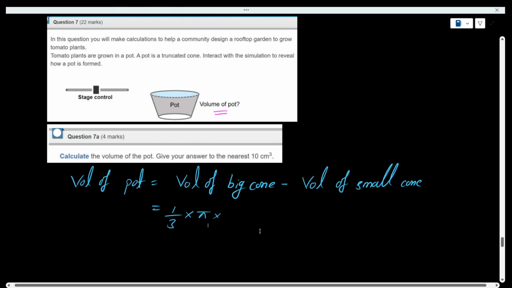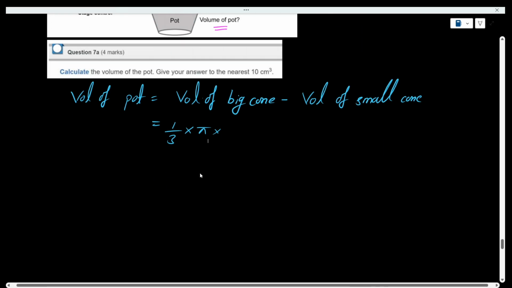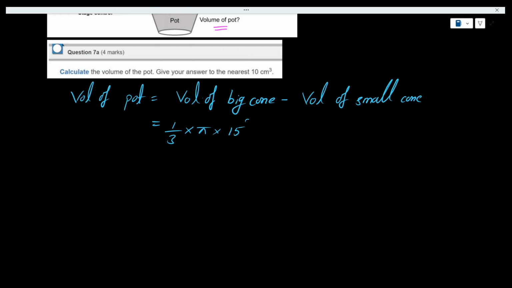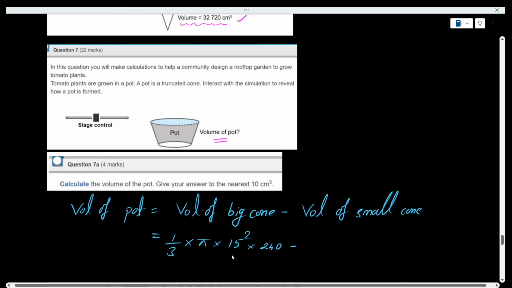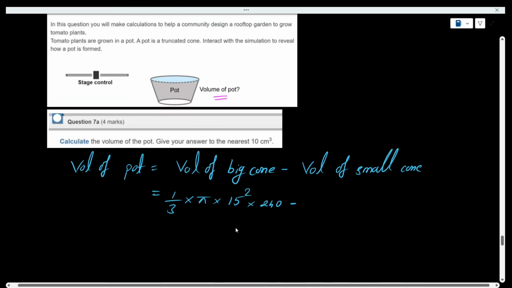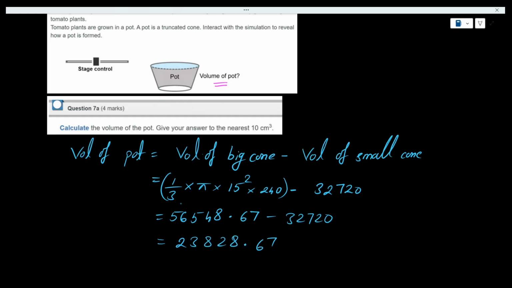What is your R? If you see the first figure here, R is given as 15 and height is 240. So it will be 1 by 3 pi times 15 square times 240 minus, what is the small cone here? Small cone volume is already given, 32,720. So it is going to be minus 32,720. 56,548.67 minus 32,720 gives 23,828.67.